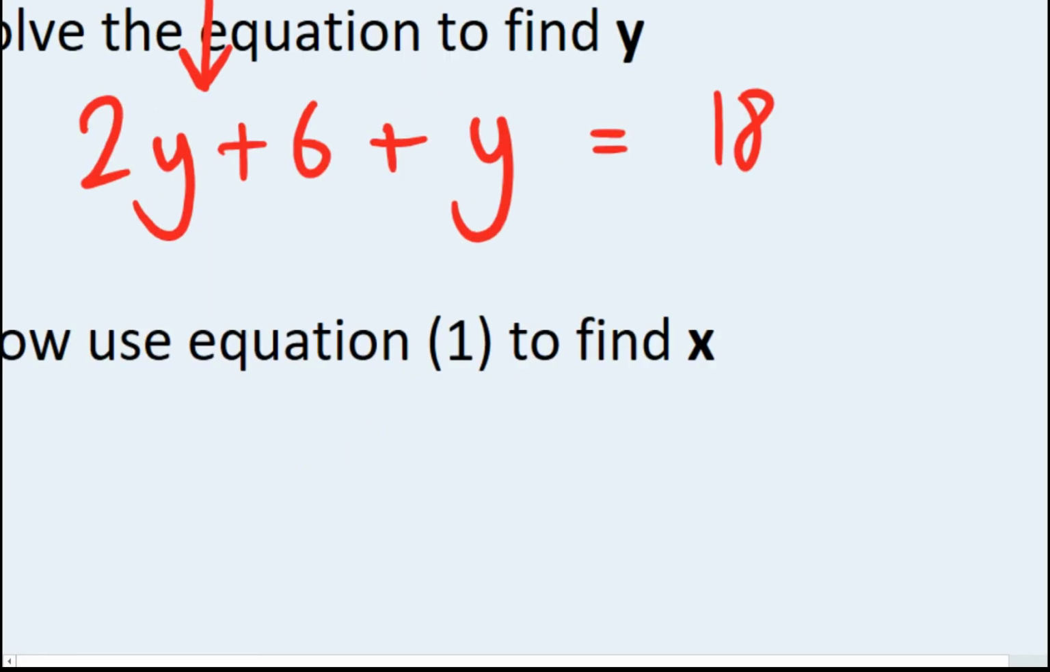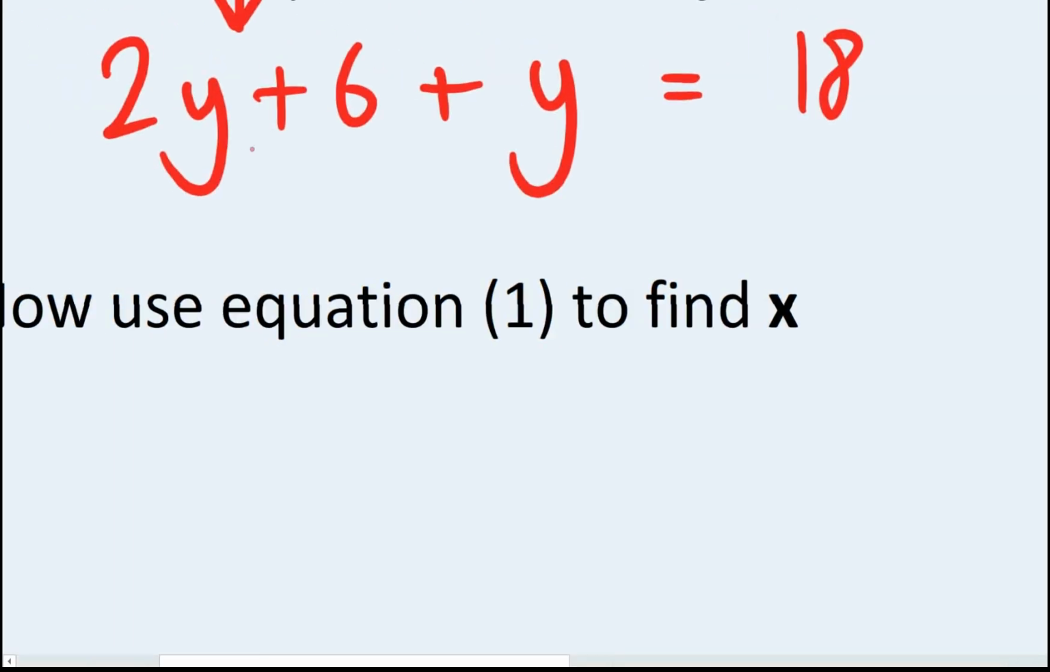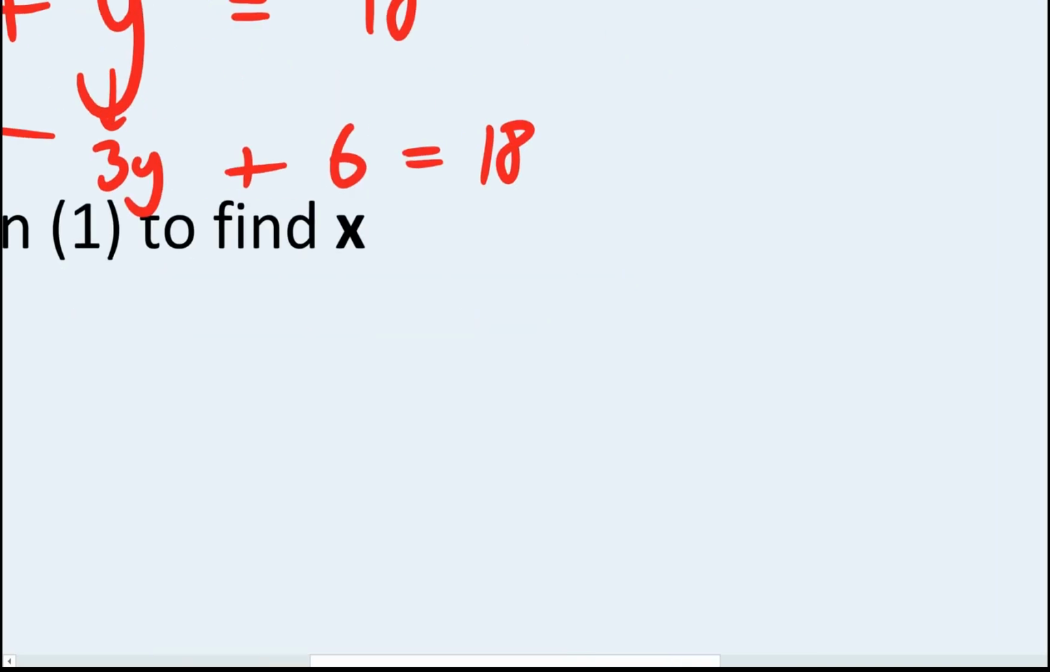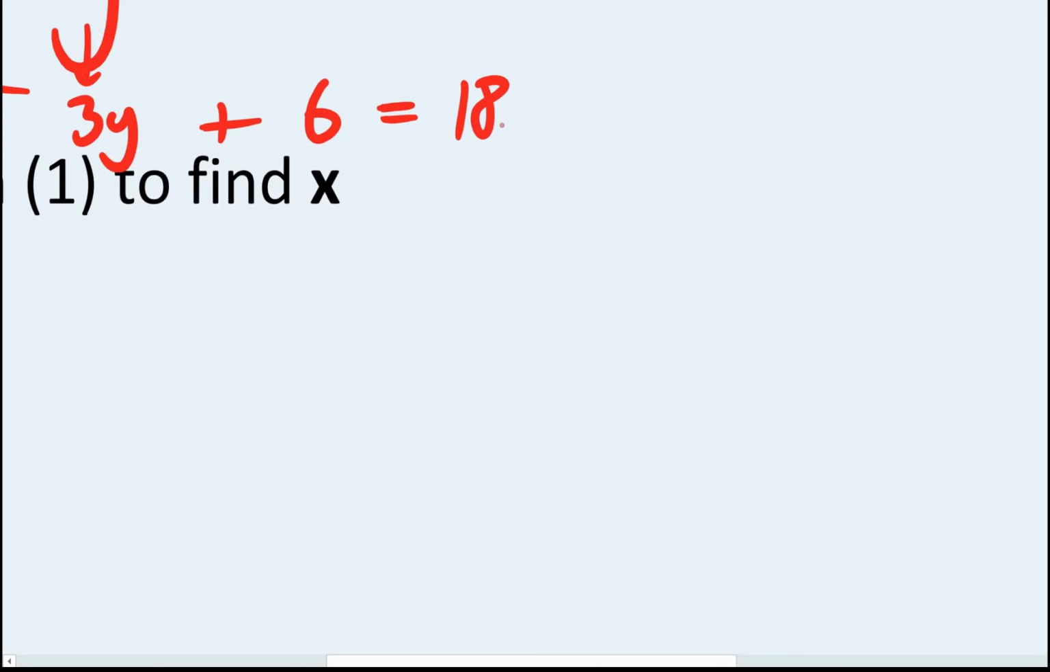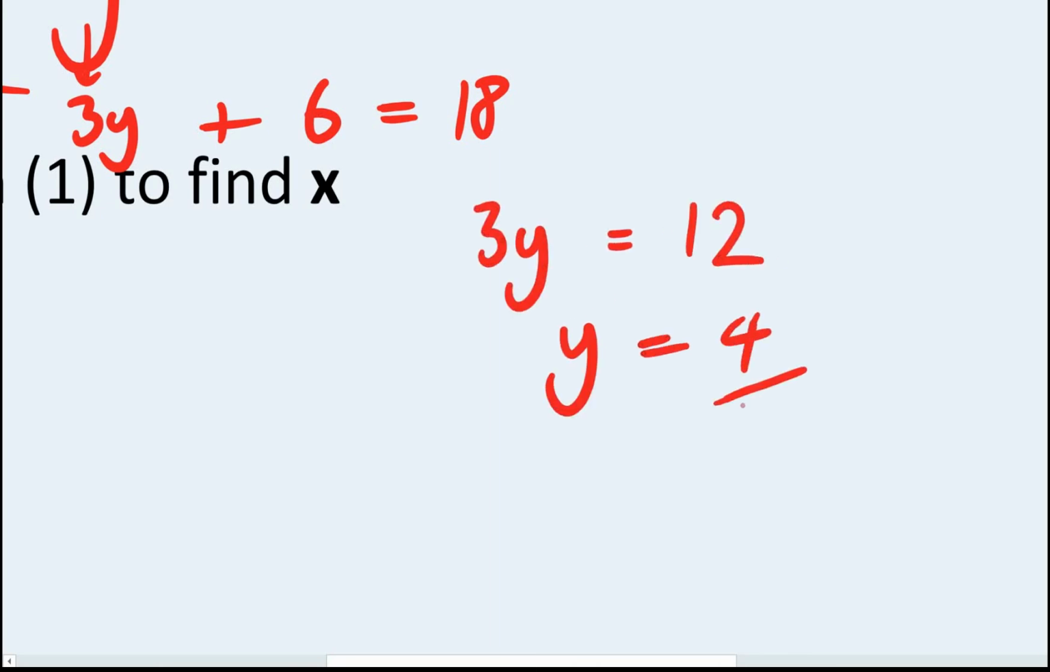Then, just as before, I want to group these terms together. I've got 2y plus y. They're going to join together to give me 3y. So 3y plus 6 equals 18. Then we solve this as normal. Get rid of plus 6 by taking away 6 from here, which means 3y equals 12, and therefore y equals 4. So we're halfway there, we've worked out y.